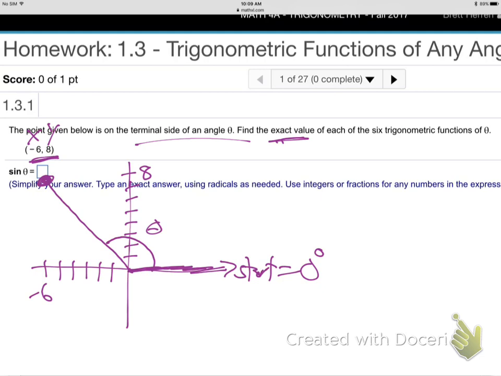They're asking me for all 6 trig functions. They want the sine of that angle, cosine, tangent, all the rest. So how do I do that? Well, what you do is you turn that thing into a triangle. This is up 8. This is back 6, up 8. Turn it into a right triangle. I just brought that line straight down to make it into a right triangle. And then you move this angle theta right there.